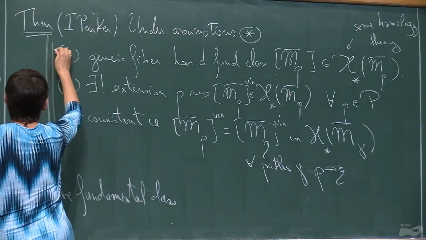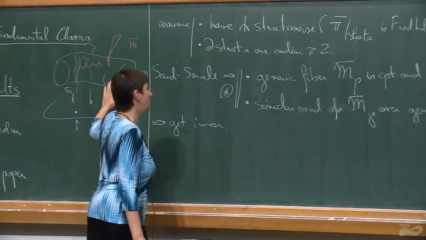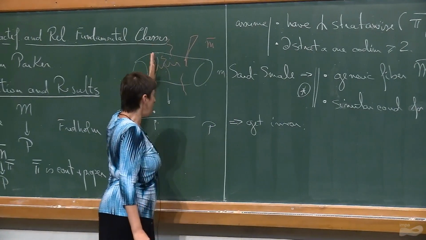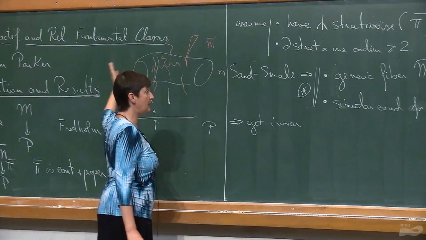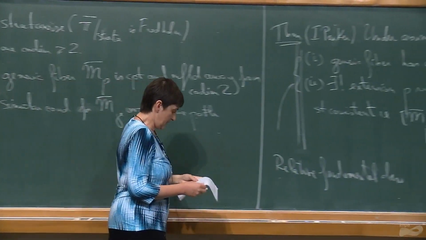Something that has both of these properties. And it's relative because it's relative to a family. So it's obtained from a generic fiber. You'll have a fundamental class, and then you have a family. You extend it over the entire family. So it's relative to the family, the parameter space.